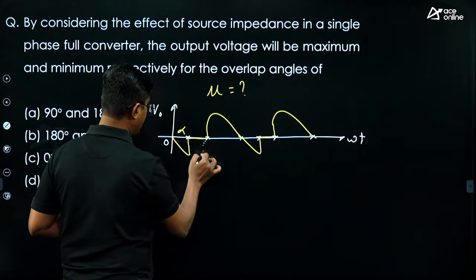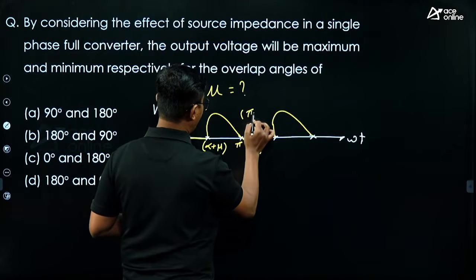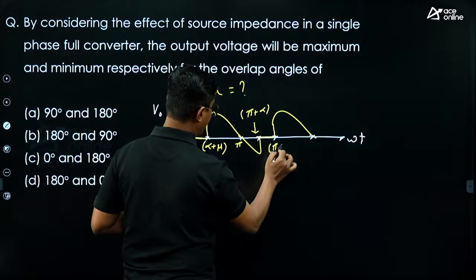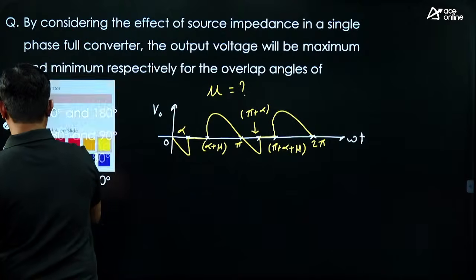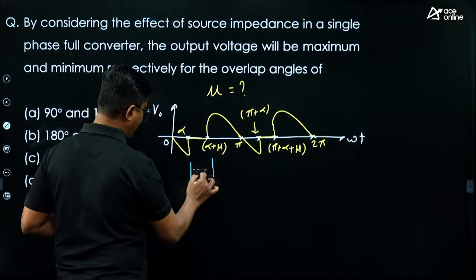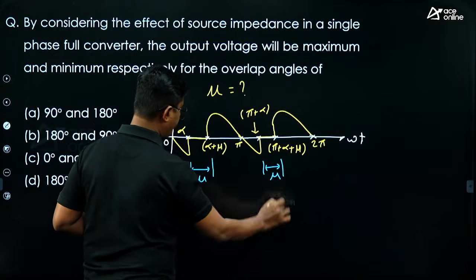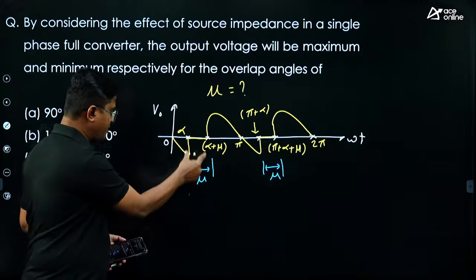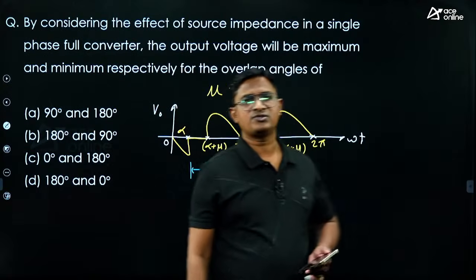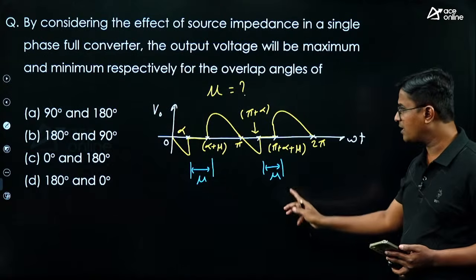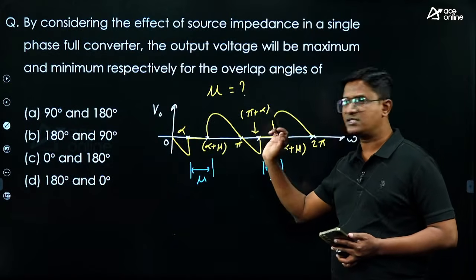This is alpha plus mu, pi plus alpha plus mu, and 2 pi, right? Now this indicates your mu. This is also mu. Alpha to alpha plus mu means this angle is mu. Pi plus alpha to pi plus alpha plus mu means this angle is again mu. So here, during overlap angle mu your output voltage is 0.